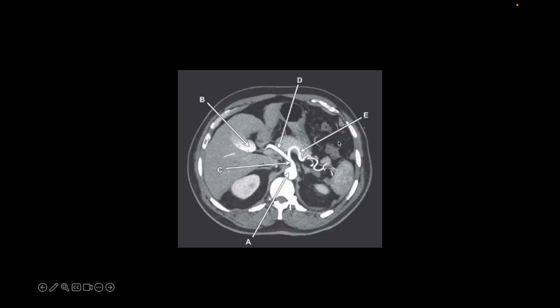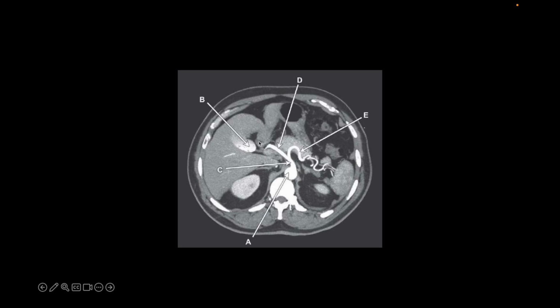Let's look at some cases and some questions. So the arteries, they can ask you not just on angiograms or DSAs, they can show you this. So you've got the aorta as A. You've got the celiac trunk or axis as C. You've got this tortuous splenic artery as E. D is the common hepatic artery, it's yet to branch. And then B is the gallbladder.